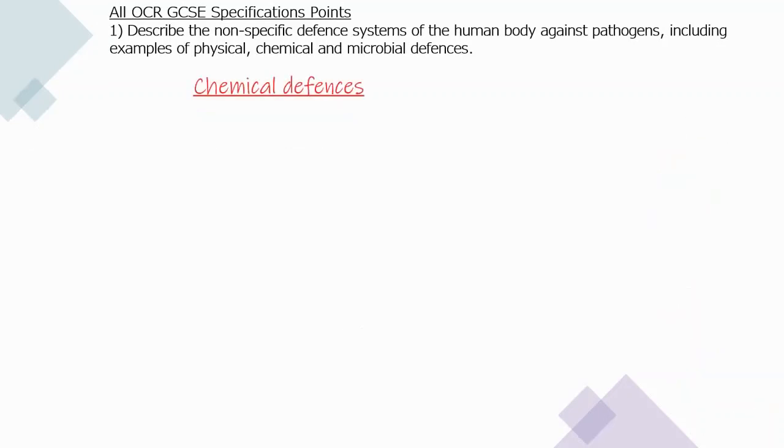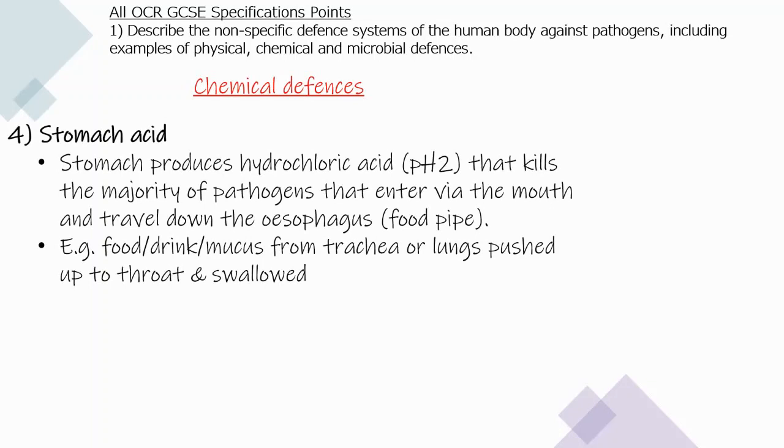So chemical defences, which are part of the non-specific defence system of the human body, which act against pathogens, include stomach acid. So the stomach produces hydrochloric acid, and hydrochloric acid has a very low pH of around 2. And this is what kills the majority of pathogens that enter our stomach via the mouth, and then they travel down the esophagus, which is our food pipe. So the way that pathogens get into the stomach can be through our food and drink, and also through mucus, which is from the trachea or lungs, which is pushed up the throat and swallowed, as we discussed before.